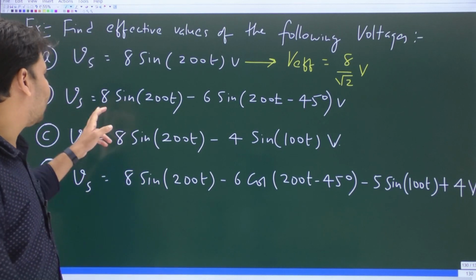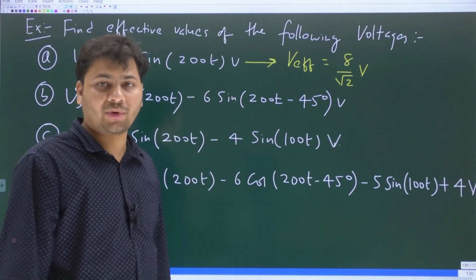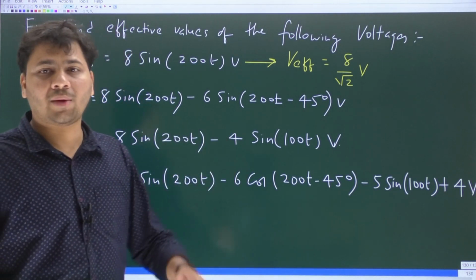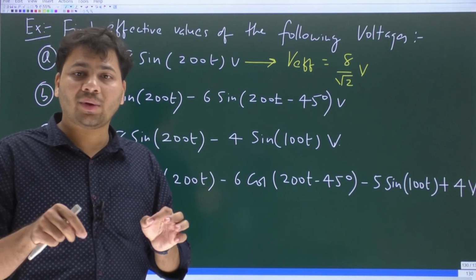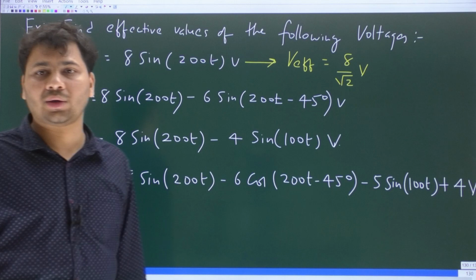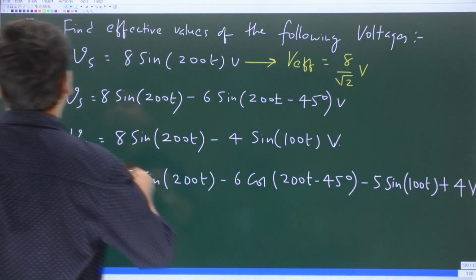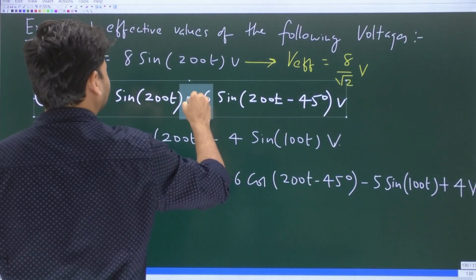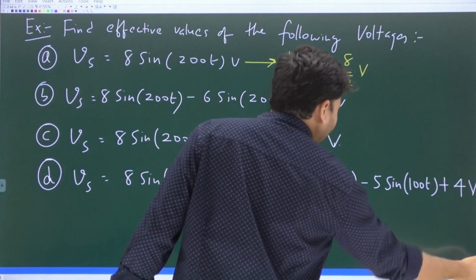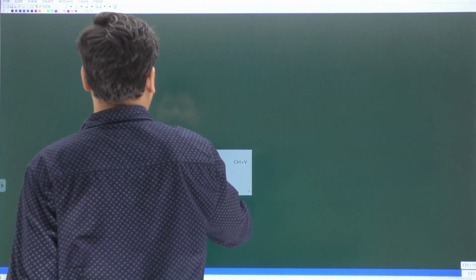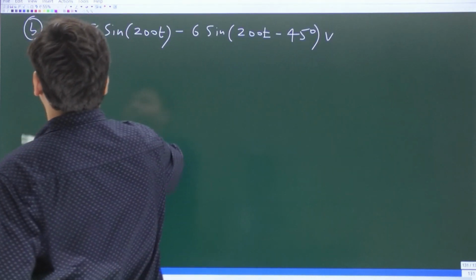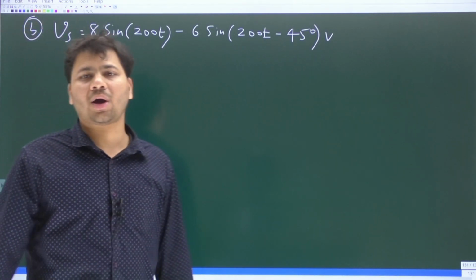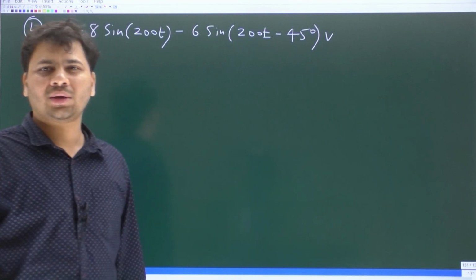But here, the first component and the second component both are at the same frequency. In such a case, you should combine these two into a single component. You should combine all the various components at one frequency into one single component. You understood? So I'll just do it in a different slide. So there is the B part. You have to combine the two components into one single component. Then you can easily write the RMS value.